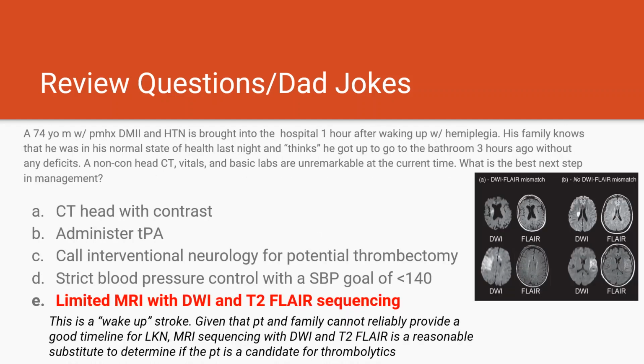So here it's E. Obtain a limited MRI with DWI and T2 FLAIR sequencing. This is a quote-unquote wake-up stroke. Given that neither the patient nor the family are able to provide a reliable timeline for his last known normal, you can use a limited sequence MRI instead. Remember, if this guy has a bright area of white on his DWI but nothing on T2 FLAIR, then he's within the window for TPA.